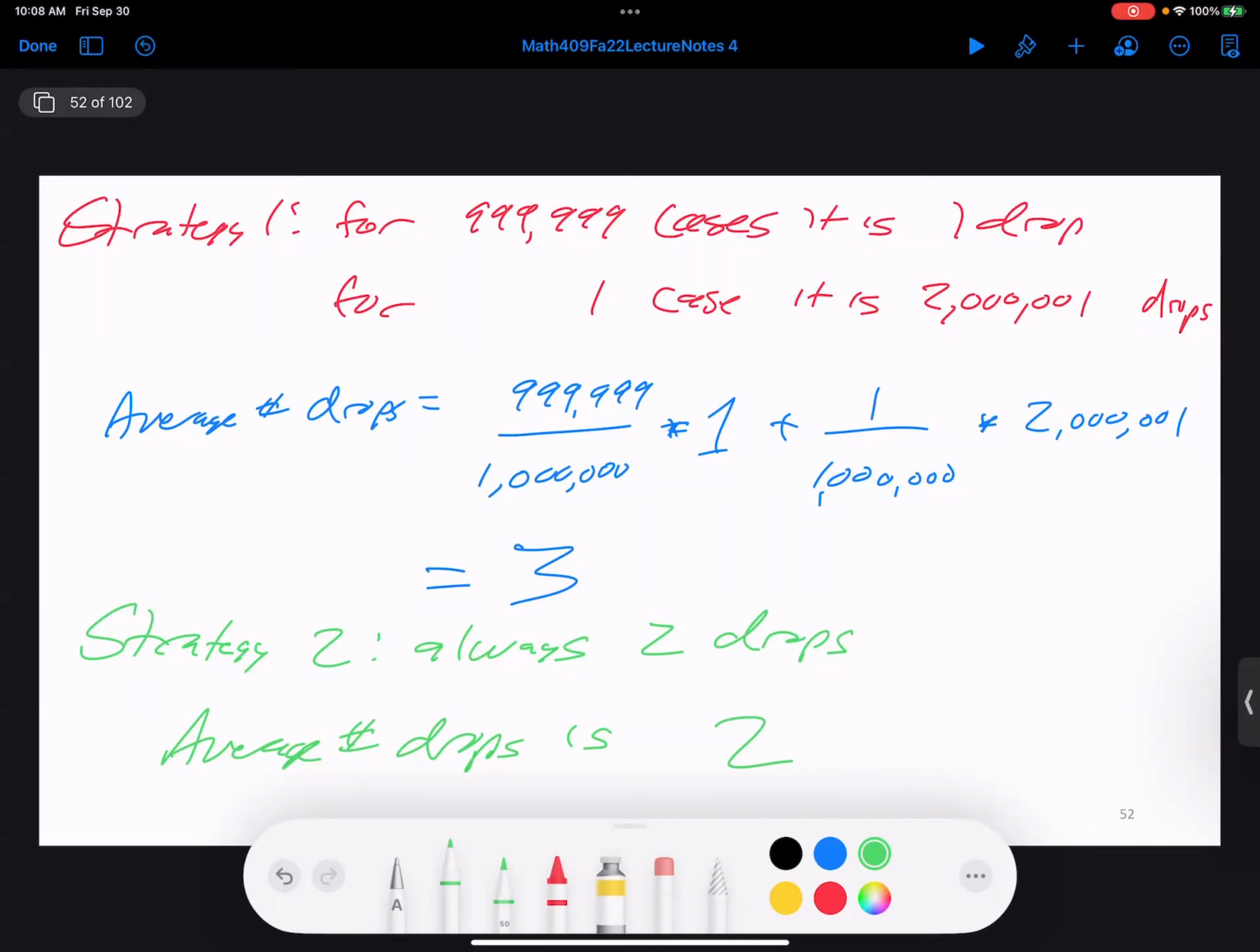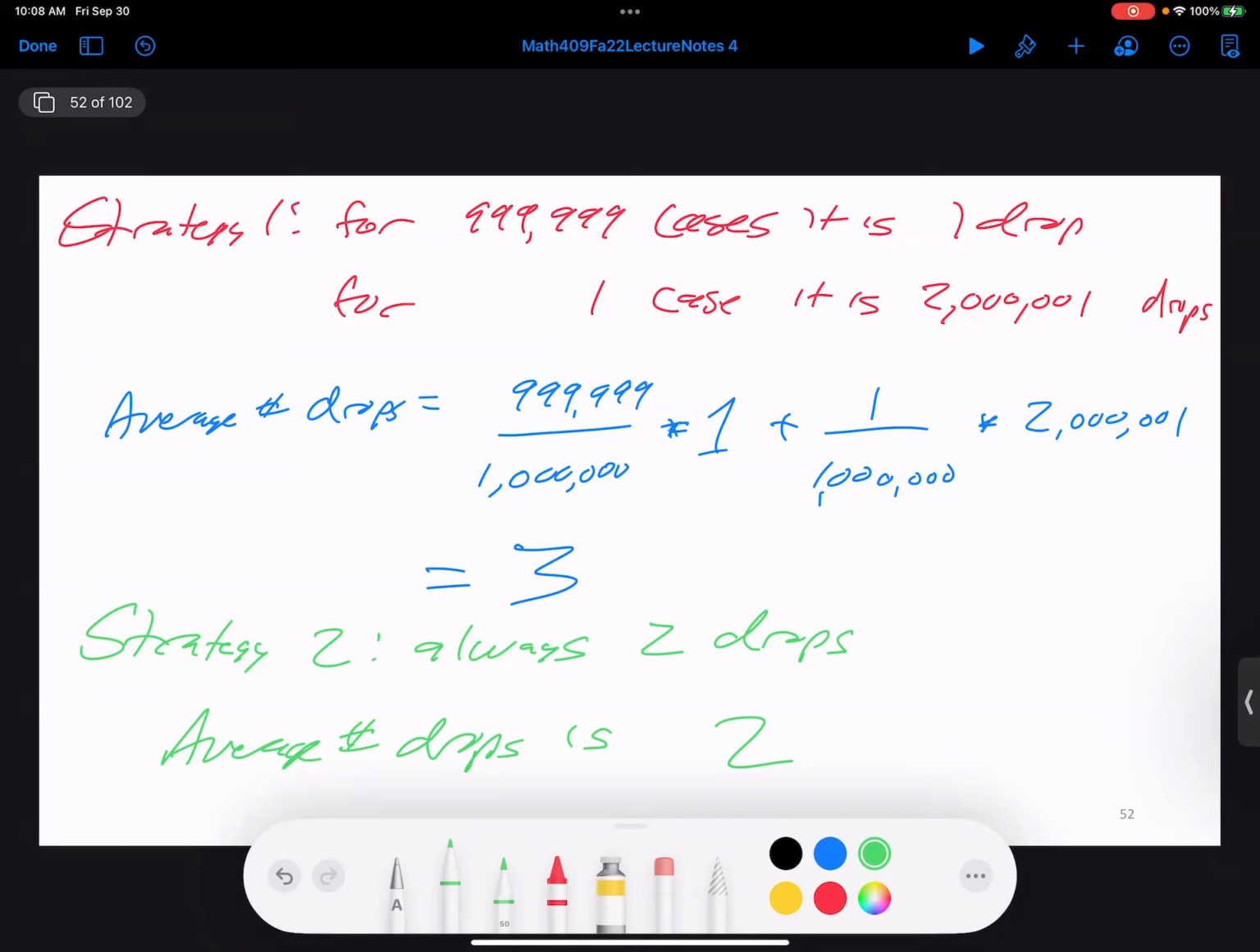Chances are you get it in 1. The odds that you are unlucky is 1 in a million. And so unless you're in that unlucky case, if you use strategy 1, you're going to get it in just 1 drop. Strategy 1 is faster most of the time. Why might we not want to do strategy 1 all the time? Well, because when strategy 1 fails, boy, does it fail.